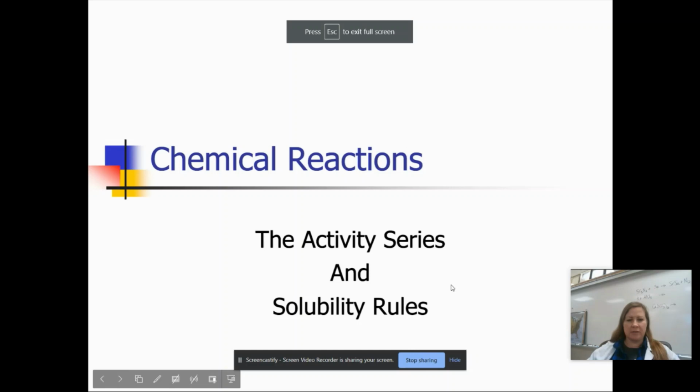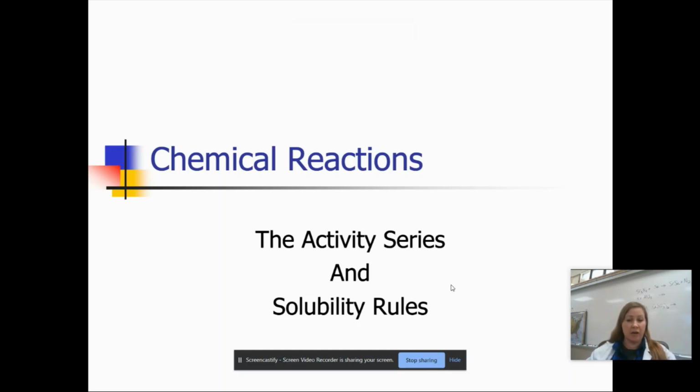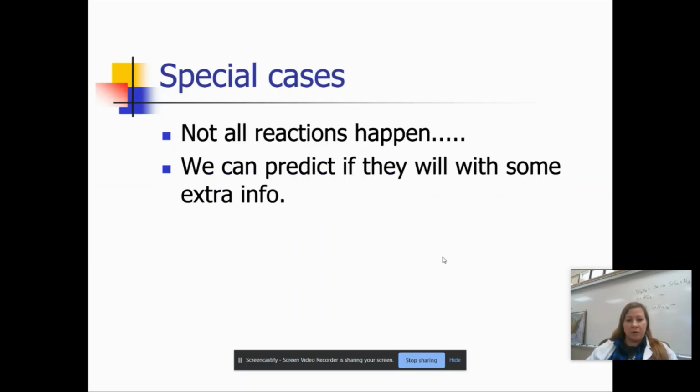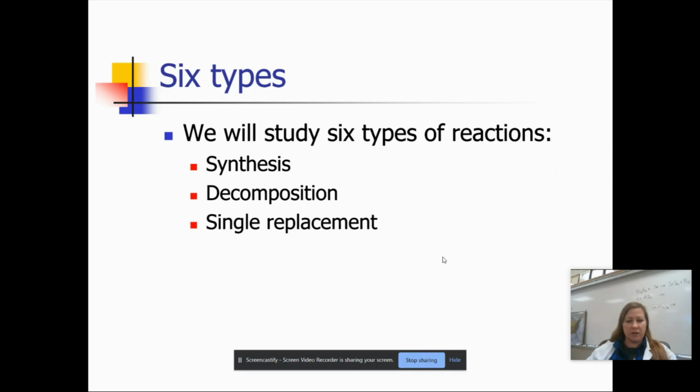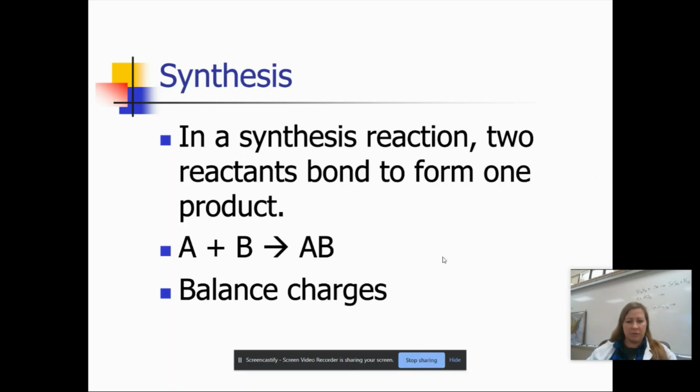Okay, so we're going over some special cases of chemical reactions where the reaction might actually not occur. So let's go through each of the types of reactions and discuss how you know what the products will be and whether or not the reaction will occur. So we can predict if they're going to happen or not if we use some extra information. So the 6 types of reactions again are these. You know all of these by now for sure.